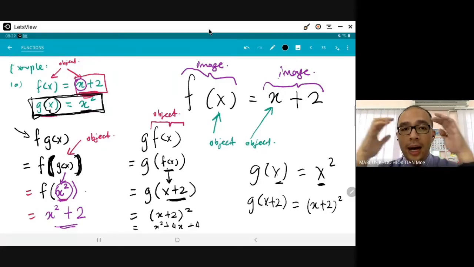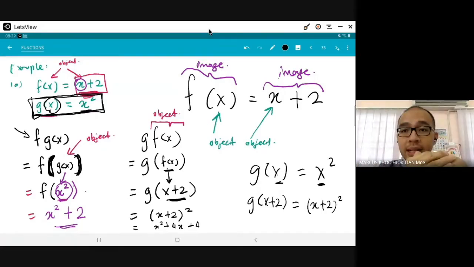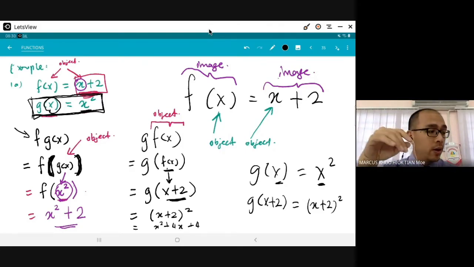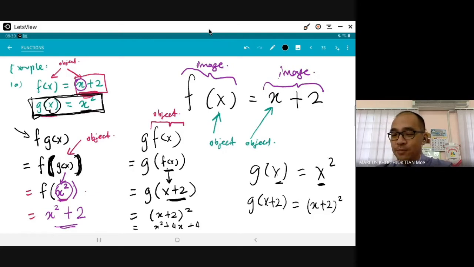So the idea behind composite functions, and this is a difficult idea, I understand, okay, this is a difficult idea. The idea behind composite functions is to put the object into the image and to make sure on the other side, the same object is put into the whole of that image. Okay, I know, it's new. It's pretty new.